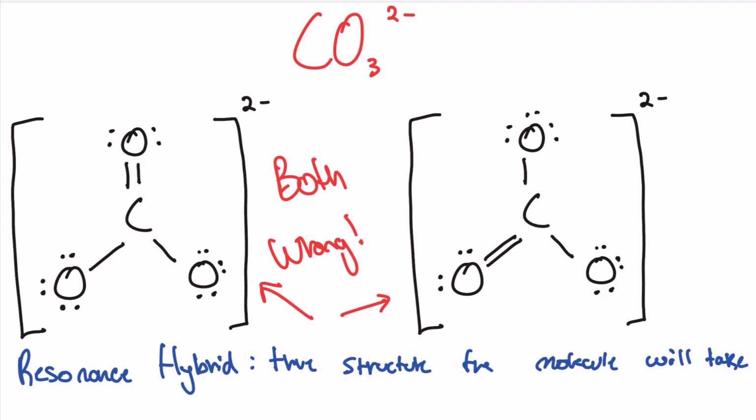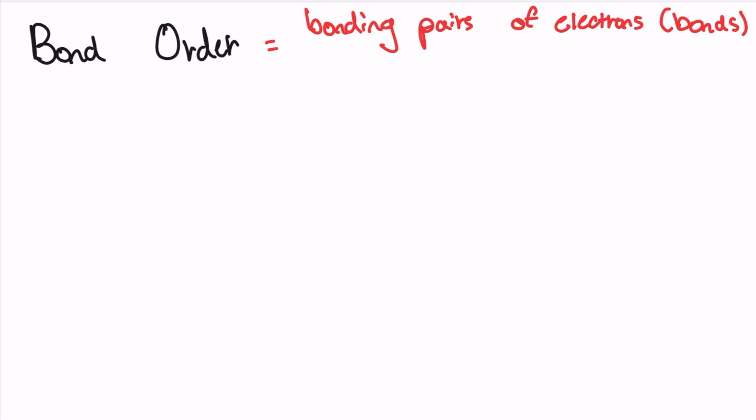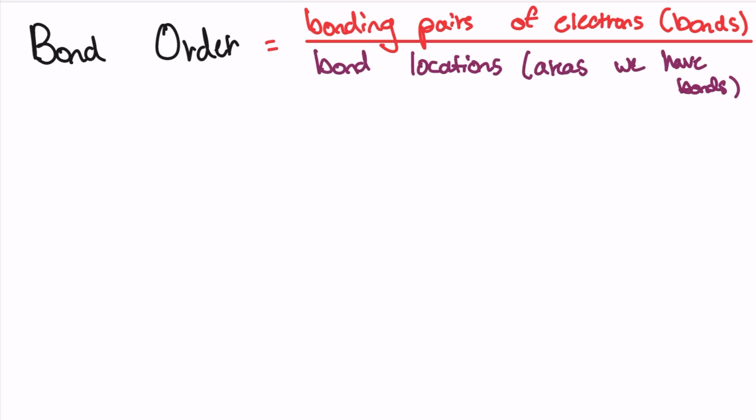To quantitatively describe the length and strength of the bonds, we can use something called the bond order. It is very important you understand what this is, because we can use it to predict the actual existence of molecules, a topic which will be elaborated on in a future video. To find the bond order of a molecule, you take the number of bonding pairs of electrons, which is just a fancy way of saying the number of bonds we have, and we divide this value by the number of bond locations in the structure. That's just areas where bonds will exist.